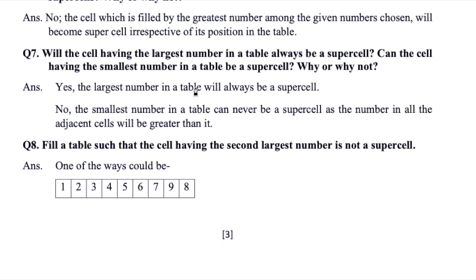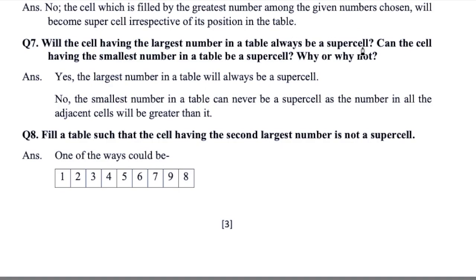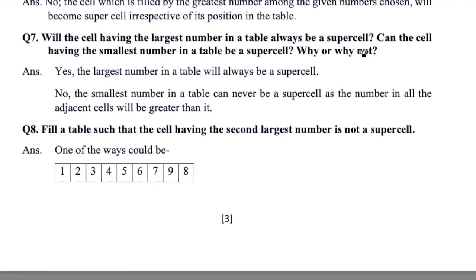And will the cell having the largest number in the table always be a supercell? Obviously, the largest number will always be the supercell. But the smallest number cannot be a supercell, because the adjacent cell's number will automatically be greater than the smallest number. So the smallest number as a supercell is not possible, but the largest number as the supercell is possible.